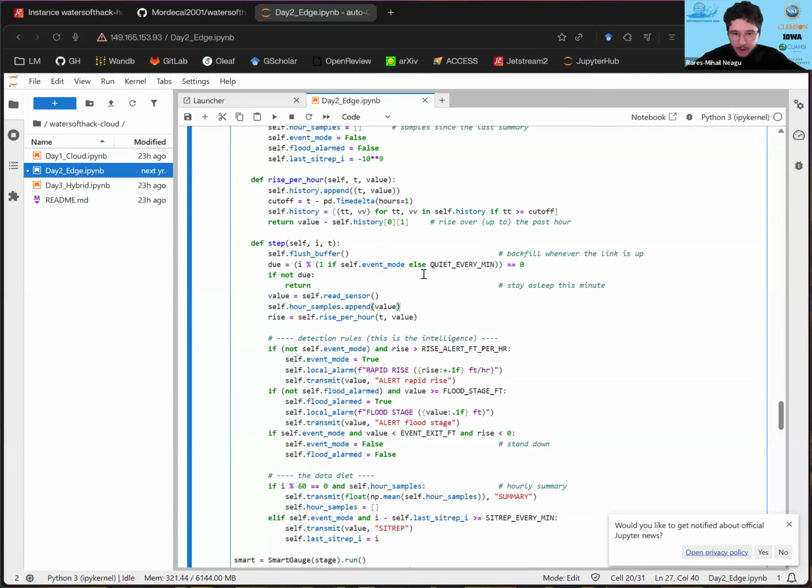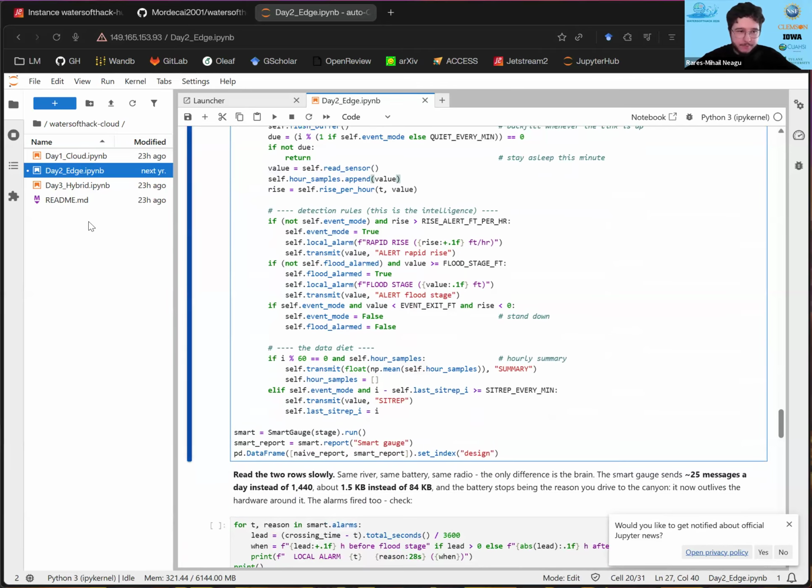Okay. Now let's look at the detection rules. Rule one is going to be the rate trigger, right? So if we are calm and the water is rising more than 1.5 feet per hour, we switch to event mode. We flip the Boolean to true. We sound the siren locally and we send one alert.